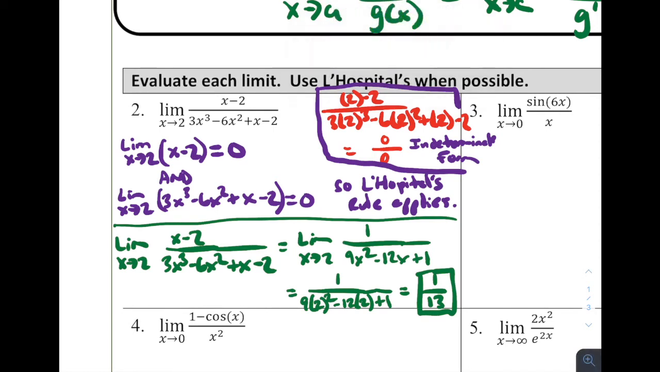I did direct substitution originally just to see if it were to give me indeterminate form. Since it was an indeterminate form, I wrote that the limit of the numerator is equal to 0 and the limit of the denominator is equal to 0. Therefore, L'Hopital's rule applies. I then applied L'Hopital's rule by taking the derivative of x minus 2, giving me 1. The derivative of 3x cubed minus 6x squared plus x minus 2 gave me this in the denominator, and then I tried direct substitution again. And that's how I got my answer here for number 2.